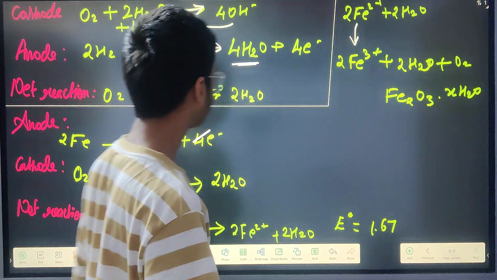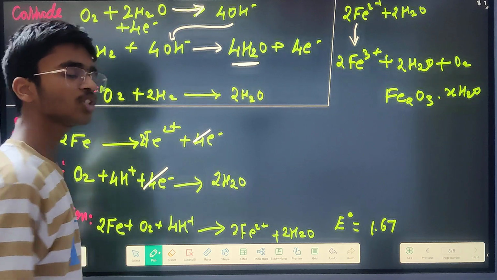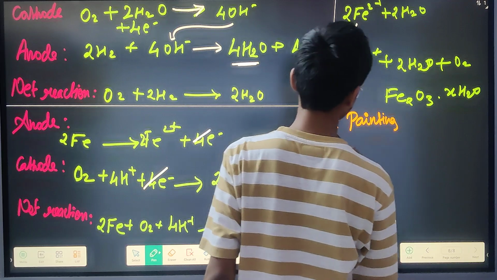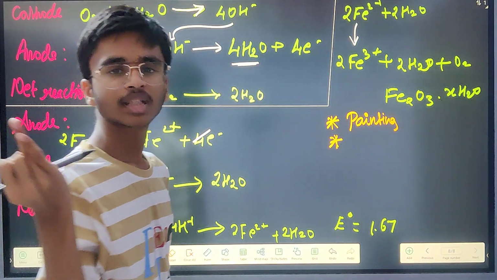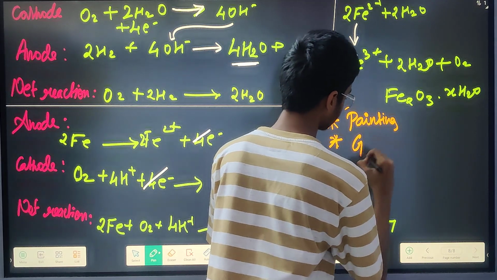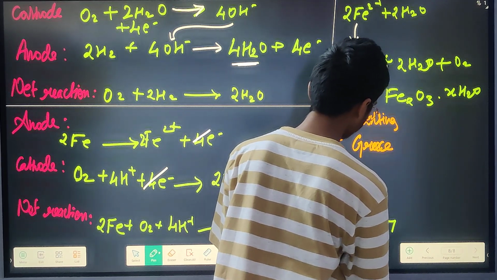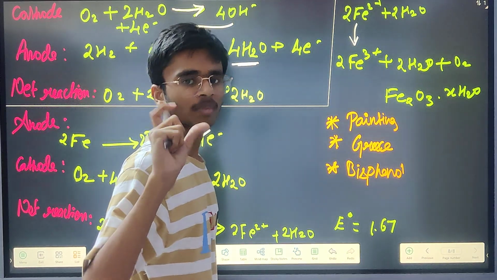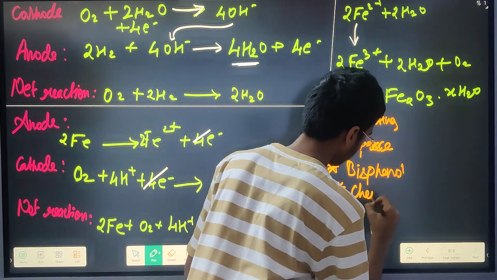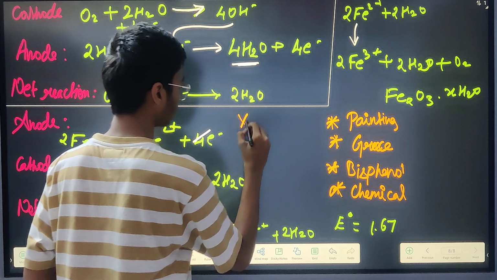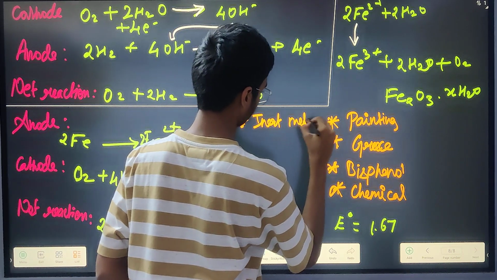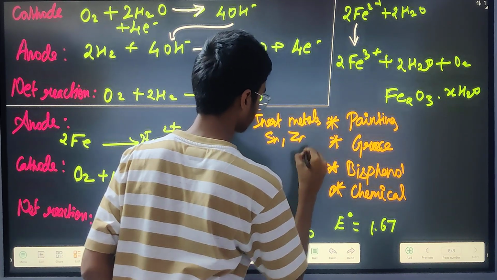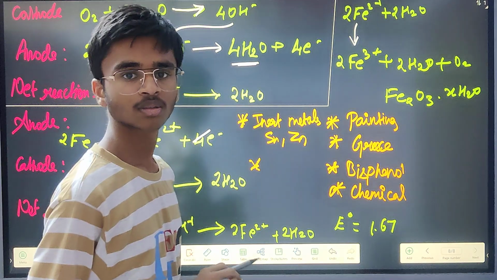So what are the prevention methods actually? The prevention methods are painting, and then also grease. You have to apply grease, or also biphenol is a method where you can coat the total metal surface itself, or also you can apply different chemicals, or also inert metals can be taken. Inert metals in the sense of Sn, then zinc. These two are those examples. Other than this, what are the examples?